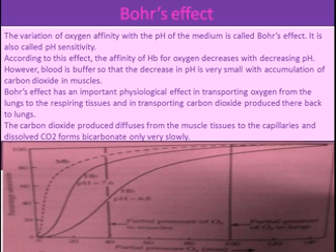Next is the Bohr effect. The Bohr effect is the variation of the affinity for oxygen with respect to pH. According to this effect, the affinity of hemoglobin will decrease with a decrease in pH, and it is directly proportional to the pH value. However, the blood is a buffer, so the decrease in pH is very small with the accumulation of carbon dioxide in the muscles.